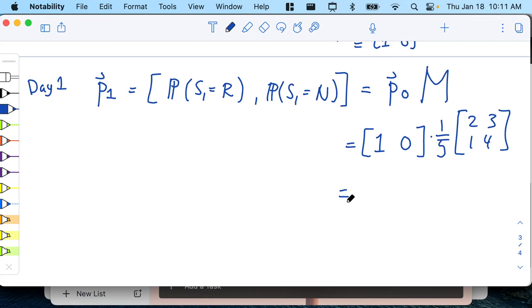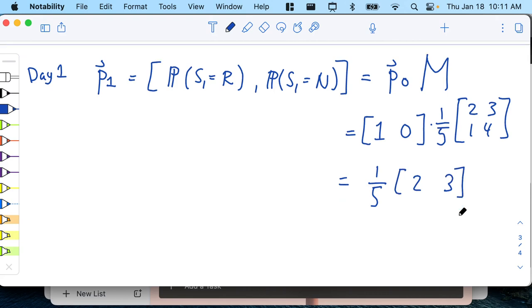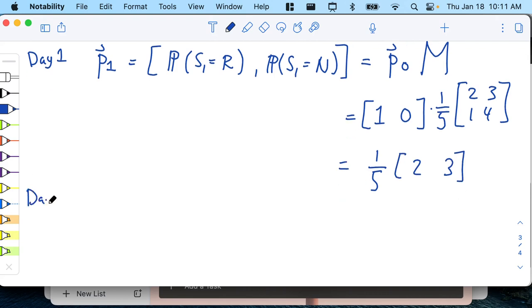And if you're multiplying on the left, this is saying do one copy of the first row and zero copies of the second row. That's what it's saying. So we're going to have 2, 3, that's one copy of the first row. That's all we're going to have. So it's going to be 1/5 times 2, 3. Not too complicated. All right, day two.